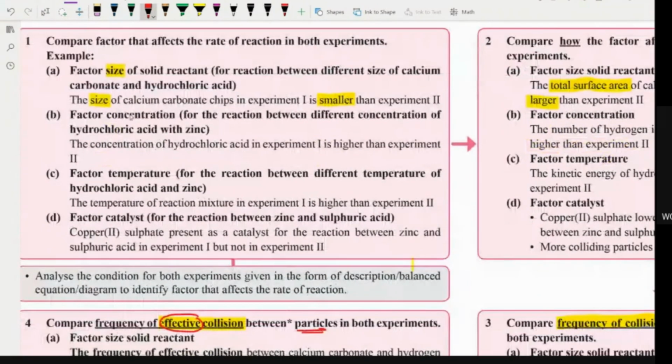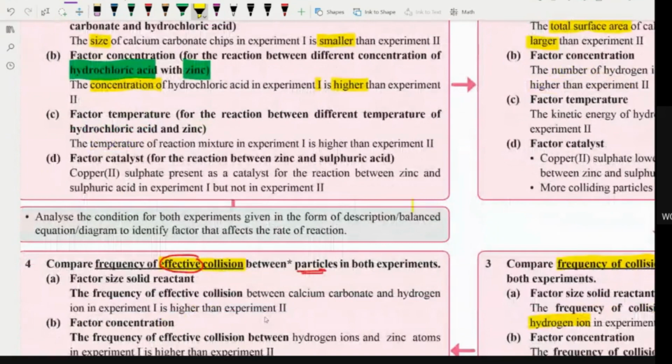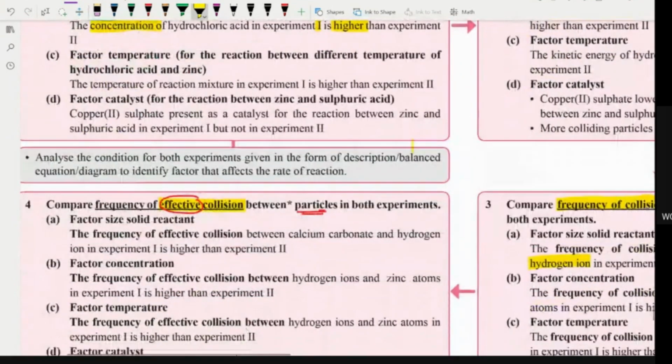So that is the factor of size. Now we look into the second one, the factor of concentration. The reaction between hydrochloric acid and zinc. First we mention that the concentration of the hydrochloric acid in experiment 1 is higher. Concentration higher. Next point, if concentration is higher, what happens?